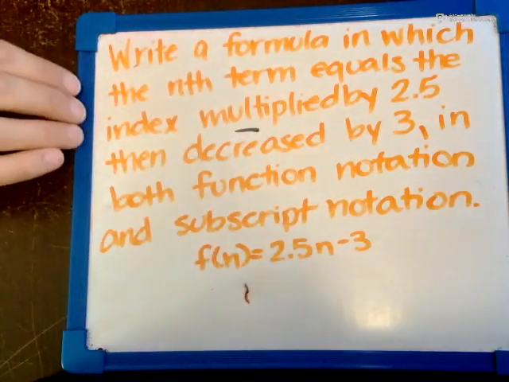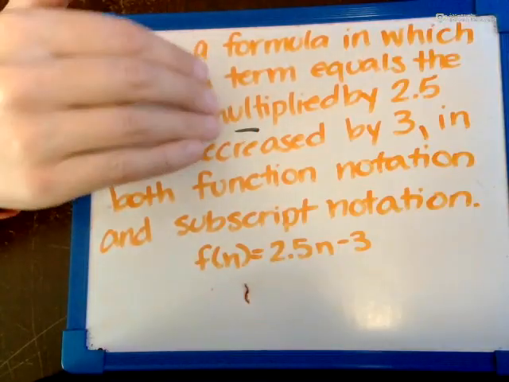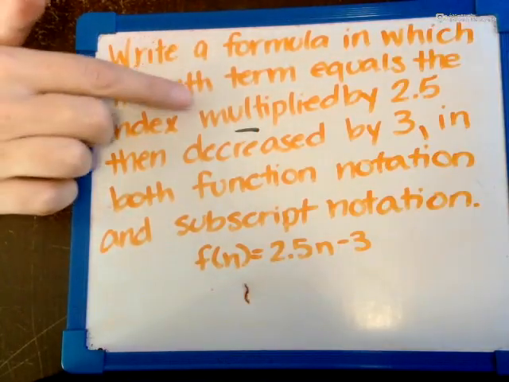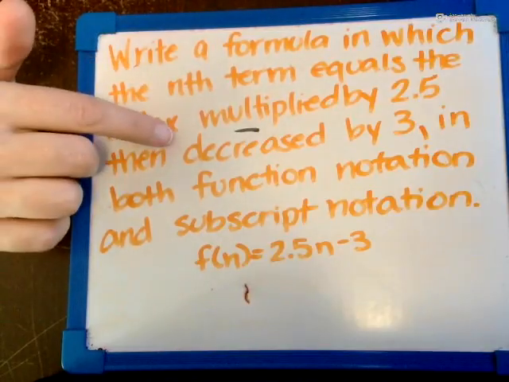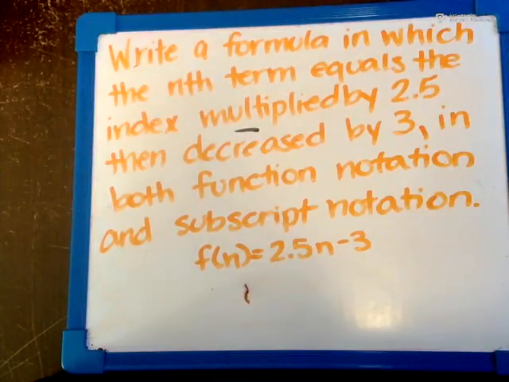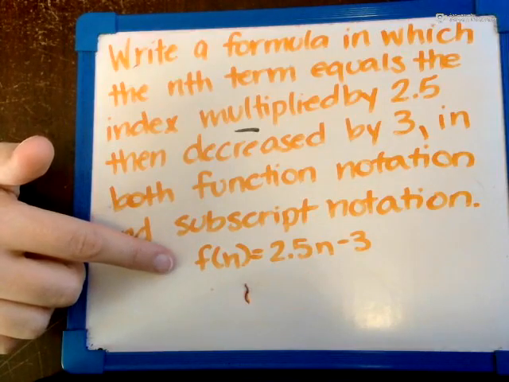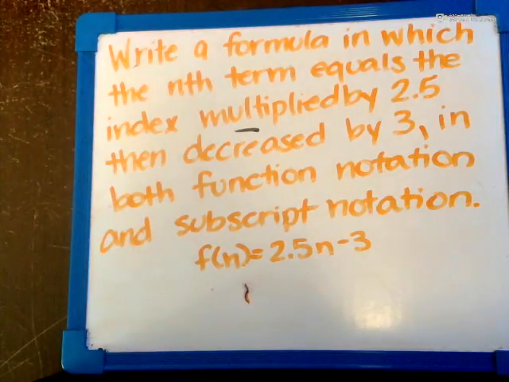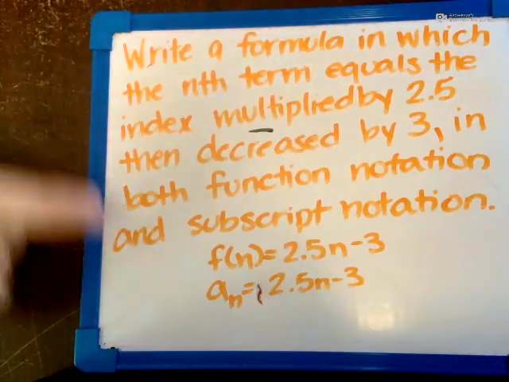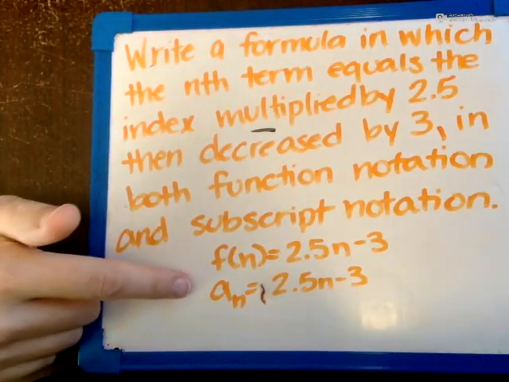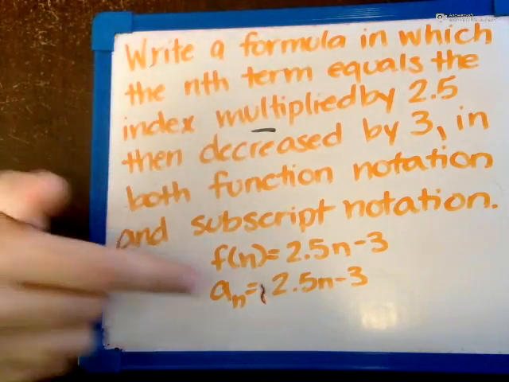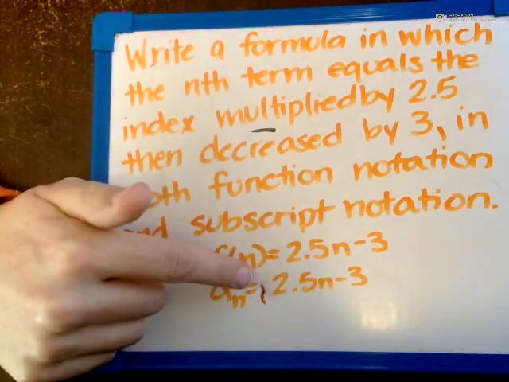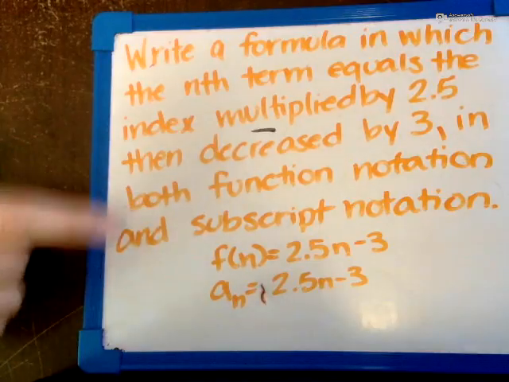So you start at the beginning, work your way through step by step. The index, which is n, multiplied by 2.5, decreased, subtract 3. Okay, so that's function notation. Now we need to do subscript notation. So subscript notation starts a sub n is equal to the exact same information, 2.5 times n minus 3.